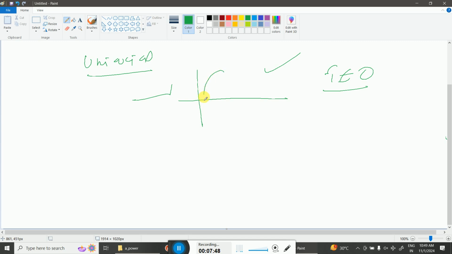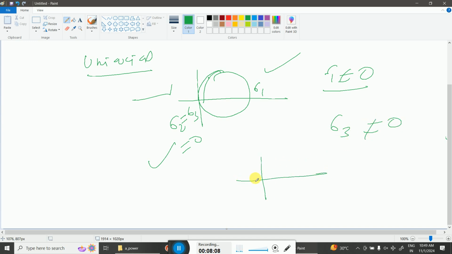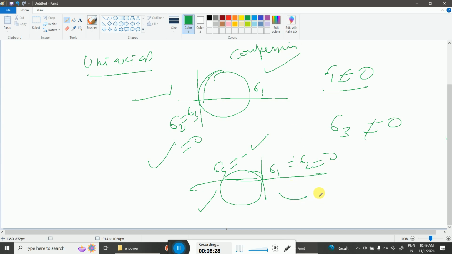So consider this side, then what will happen? Draw a circle. This is your sigma 1, which is not equal to 0, but sigma 2 is equal to sigma 3 is equal to 0. This is the uniaxial compression. Now come to the uniaxial tension. In uniaxial tension, sigma 3 is not equal to 0. Then this will go here, and draw a circle. Here sigma 1 and sigma 2 are equal to 0, but sigma 3 is a negative value. This is the uniaxial tension. This is your compression and this is your tension.